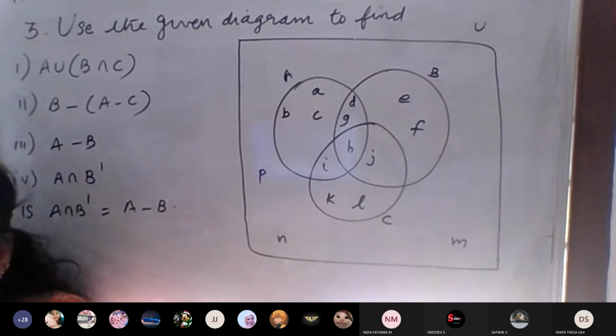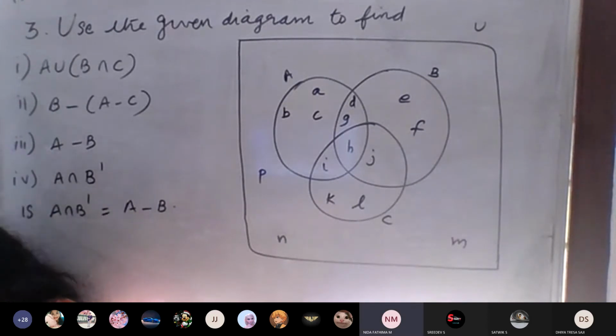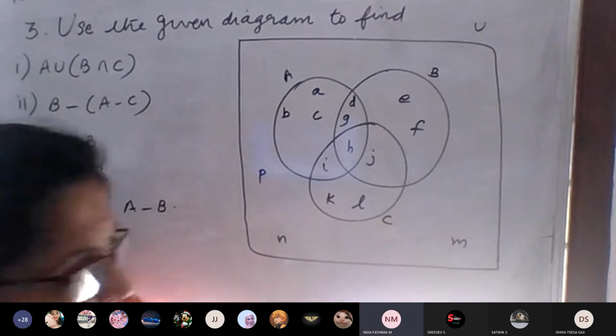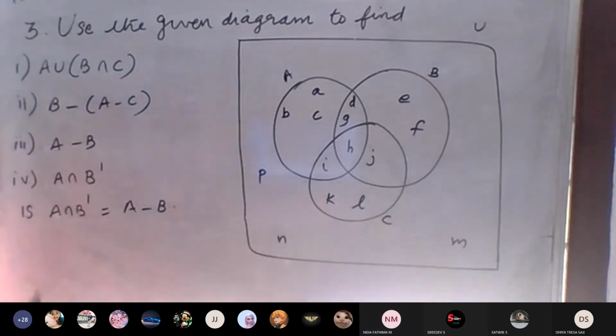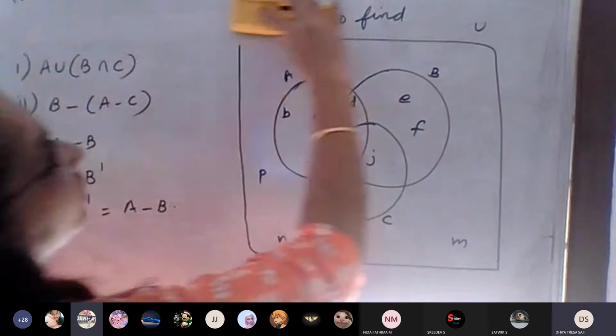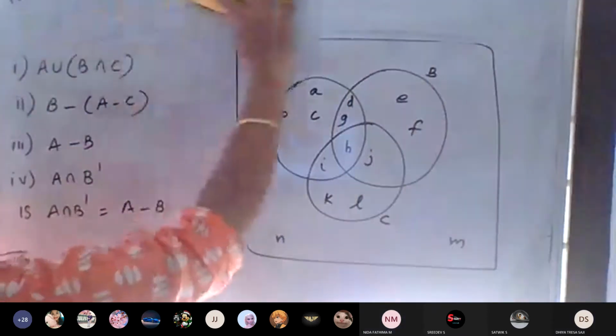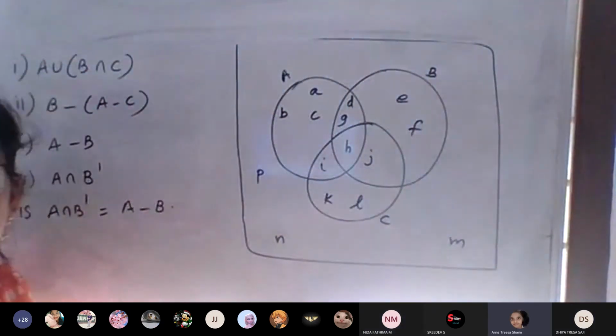What about A? Completed this? Set A. First you want to find the universal set. Okay, universal set. Can I rub this? Yes, ma'am. What about the universal set?